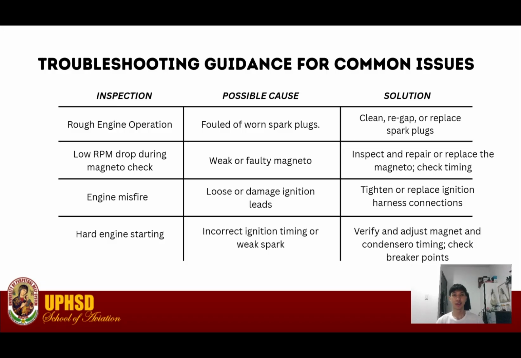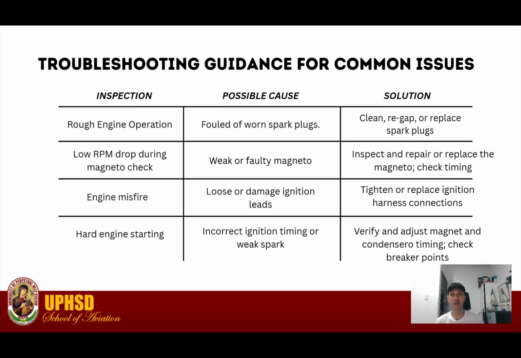Now, let's move on to troubleshooting. This table shows some common ignition system problems and their possible causes, and the corrective actions. First, rough engine operation. This usually happens when the spark plugs are fouled or worn out. To fix this, we must clean, regap, or replace the spark plugs.